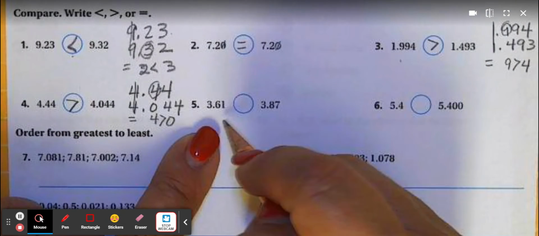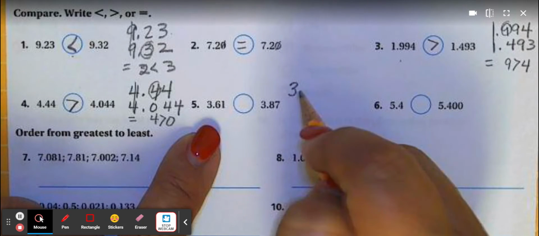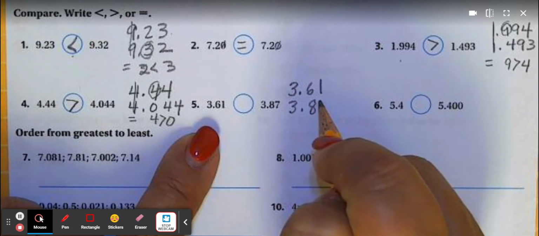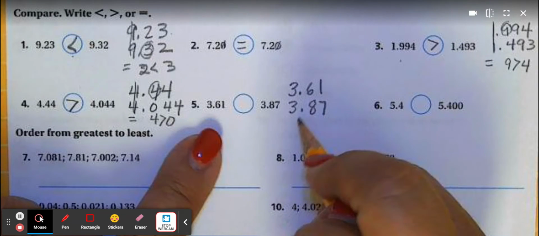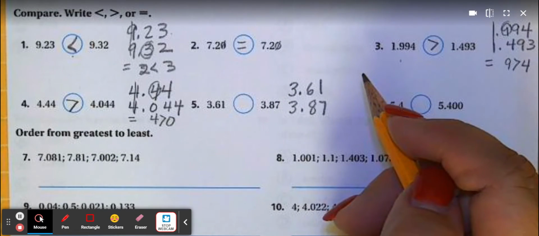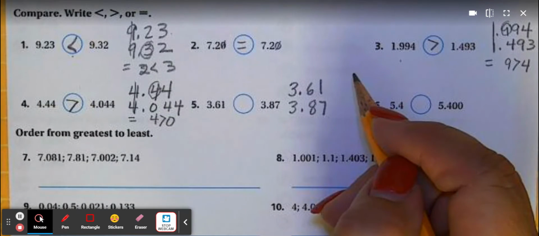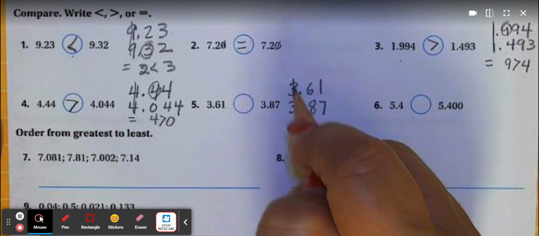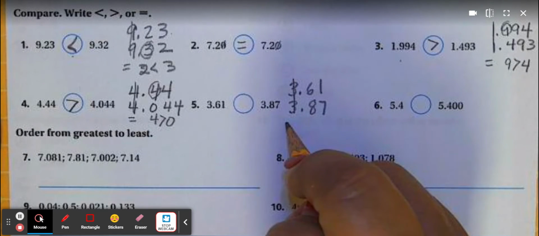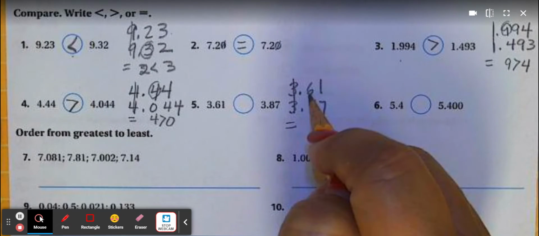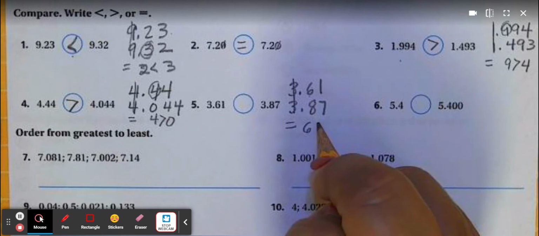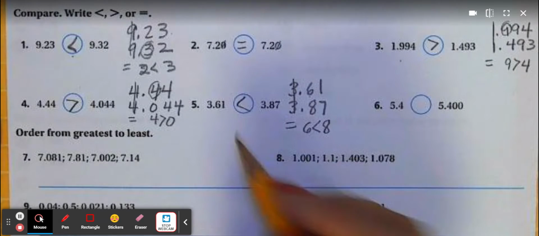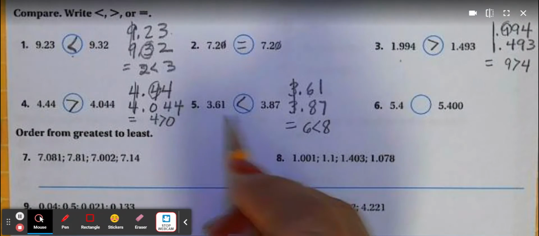Moving over to 5, 3 and 61 hundredths and 3 and 87 hundredths. And those of you that were absent and you're working on this, I have posted the notes for you so that you could see it. The 3s are equal to each other. I see that the 6 is less than the 8 in the tenths place, so I have less than. You can see that right here.